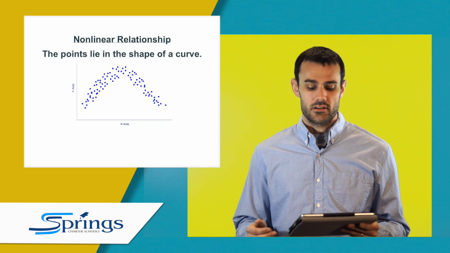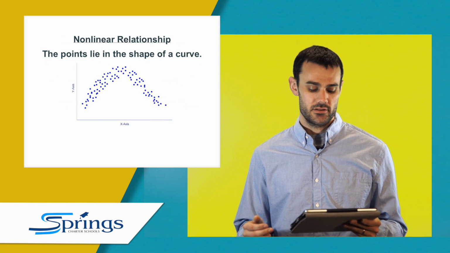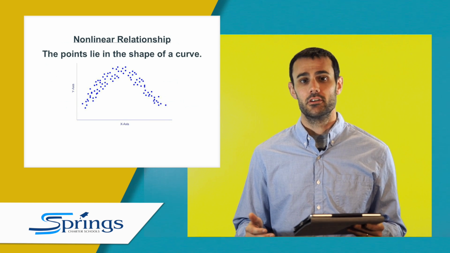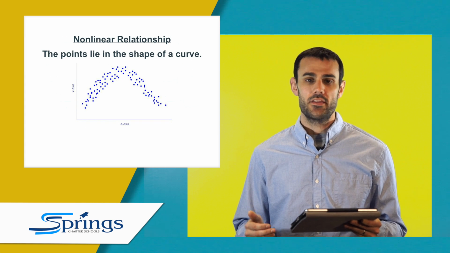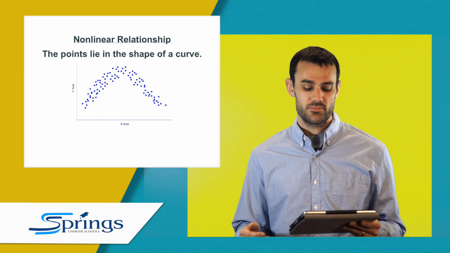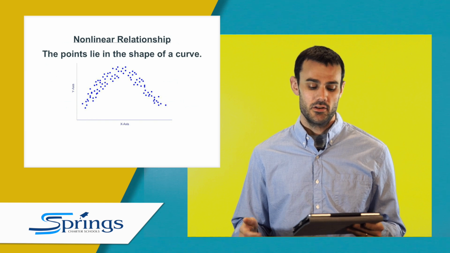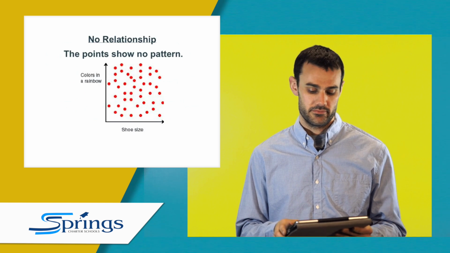We can also have what's called a nonlinear relationship when we're looking at a scatter plot. Here we have a graph that looks kind of like a bell curve, where our points don't really have any true shape or form. The points lie in the shape of a curve. So if we see a scatter plot that has points lying in this curved fashion, we should think to ourselves that this is a nonlinear relationship.